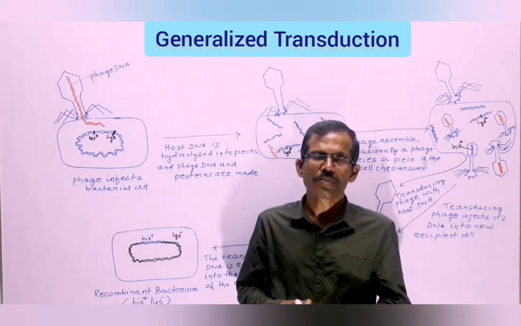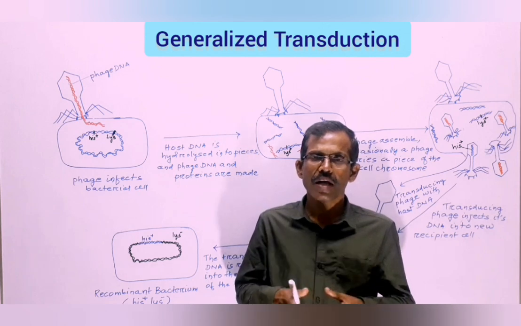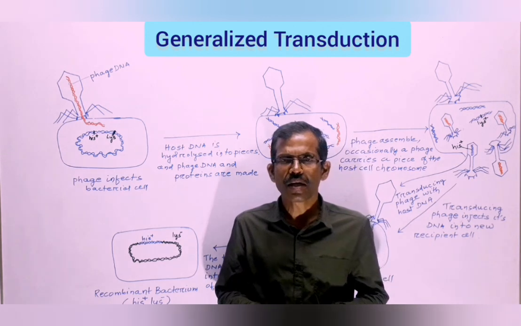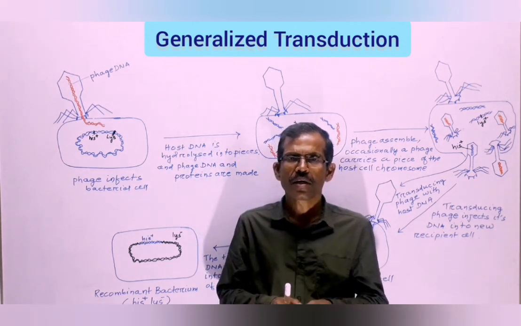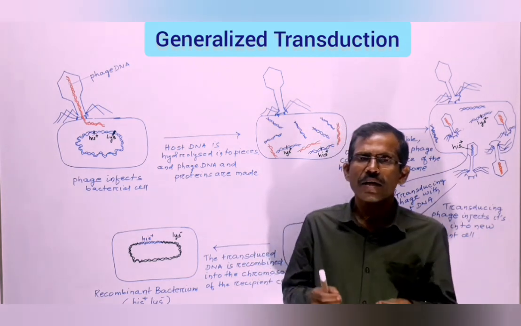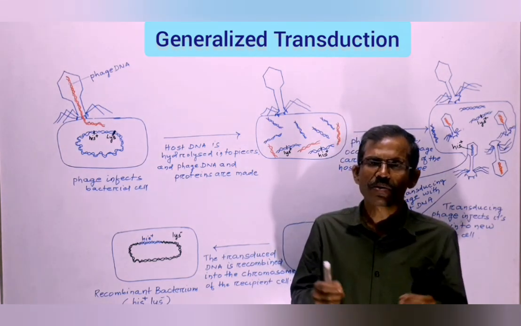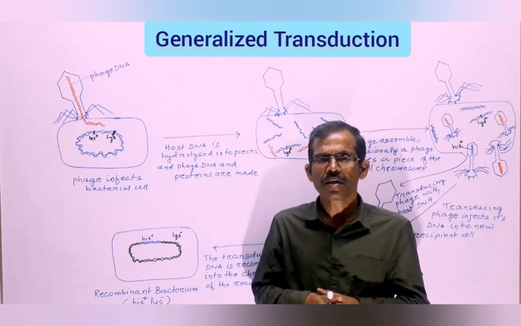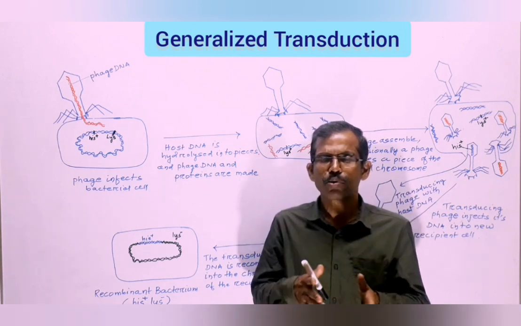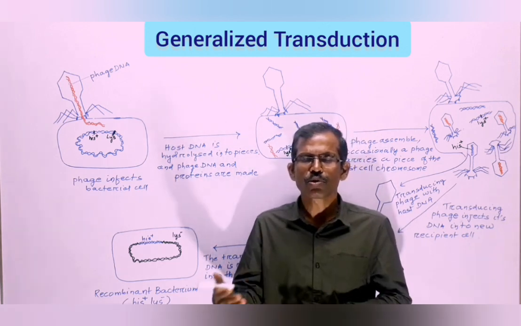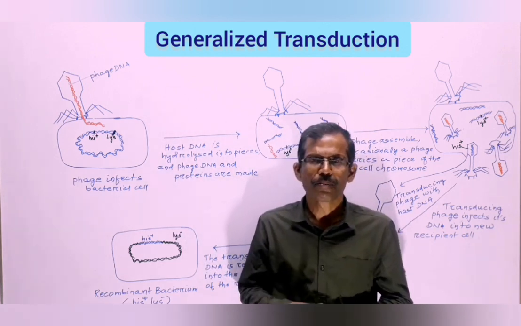As in the case of transformation, in transduction also, the transferred DNA must be incorporated into the chromosome of the recipient cell in order to preserve the transferred gene. During transfer, the DNA remains double-stranded and both the strands are incorporated into the chromosome of the recipient cell.